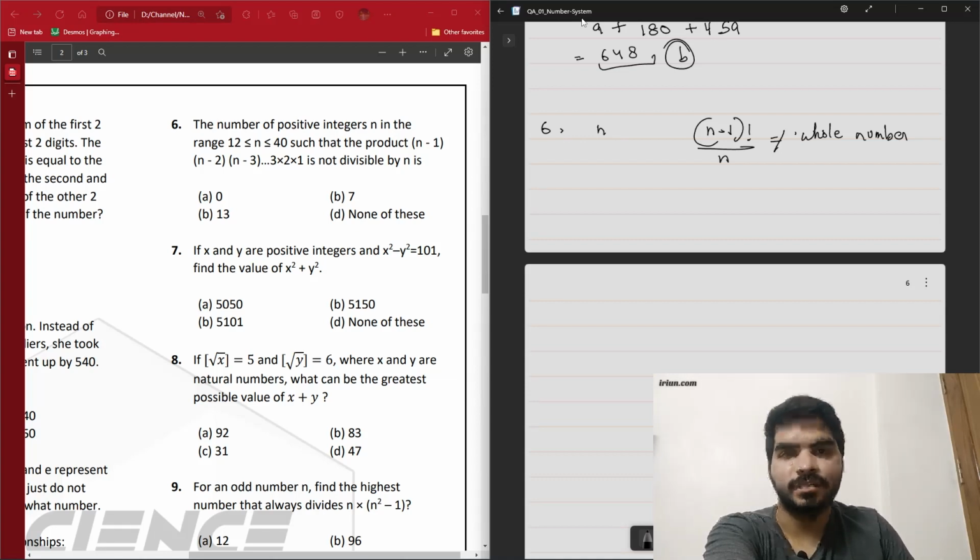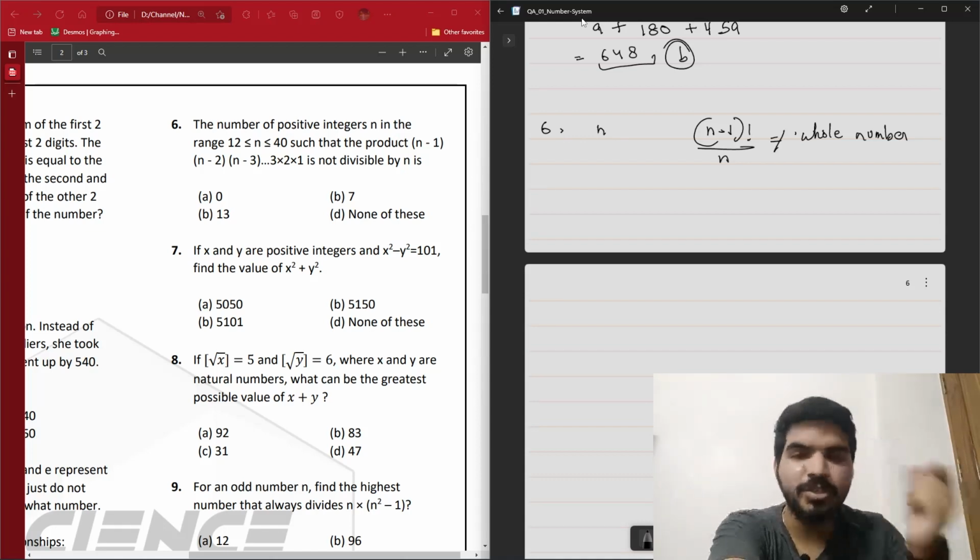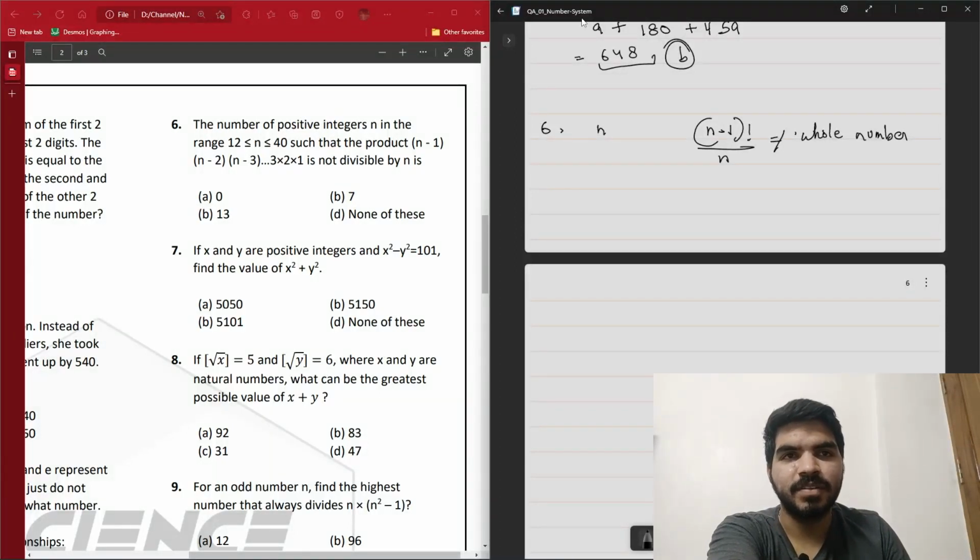How many numbers are there? A very common sense, this has to be a prime number, because of the factorial of prime number minus 1. If I have 17, I will do 16 factorial, and 17 is a prime number. How can I even reduce it to cancel it with someone? Any number multiplied with another number can never give a prime number, because a prime number doesn't have any other factors. So this has to be a prime number between 12 to 40.